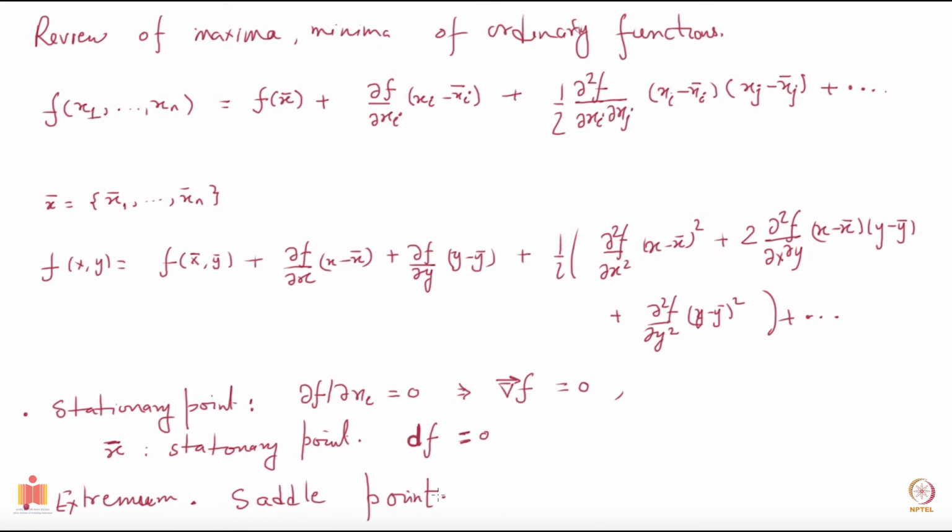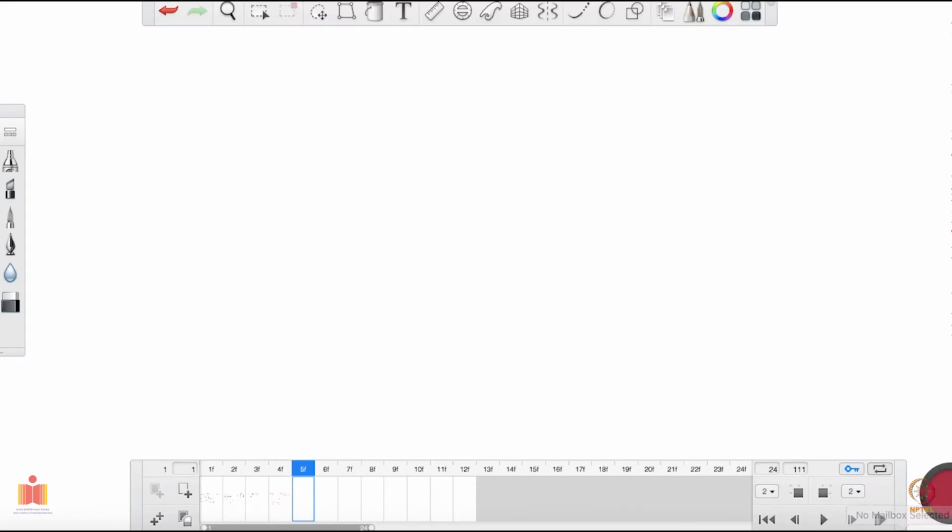So the question I'm asking is the following. I'm interested in finding the stationary points of functions with additional conditions.